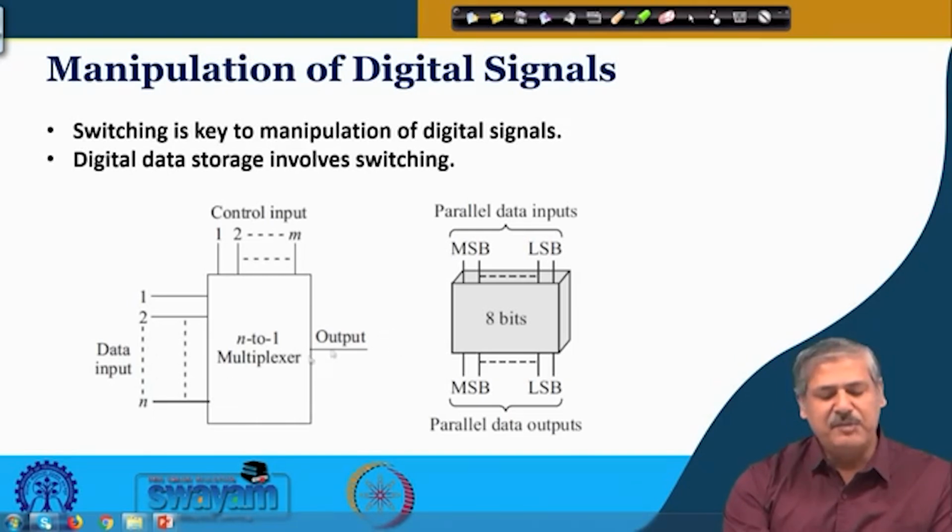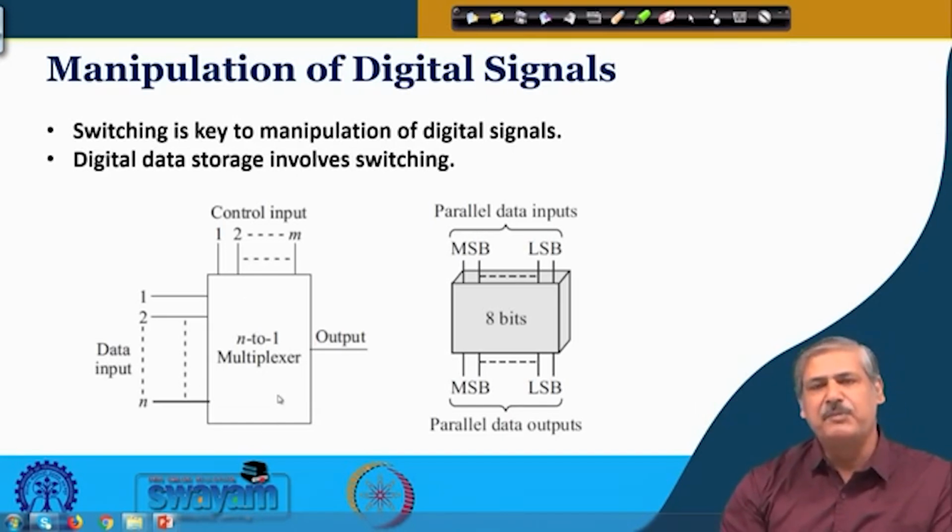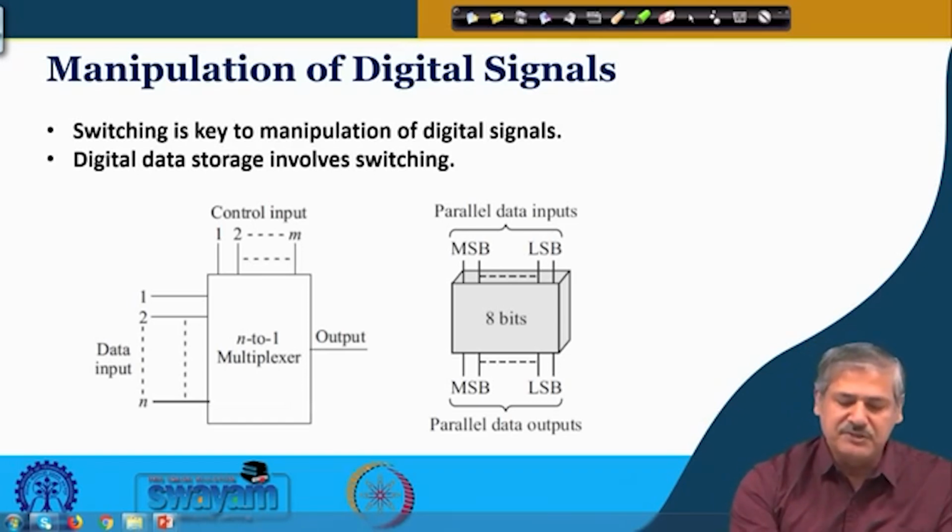Now, that means if I wish that this channel will go to the output, it will go. If I wish the other channel will go to the output, that will go. Now, who will decide that? Who will make the decision? Of course, the circuit inside will make the decision, but based on what? Based on another set of input, which is called control input.